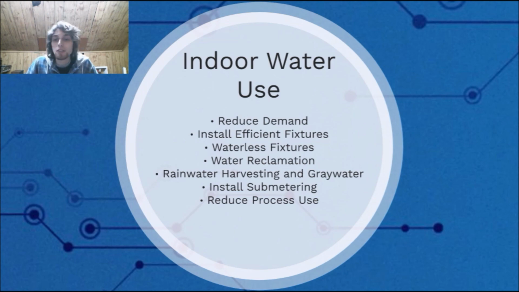Now, as for the flush and flow rates, the EPACT of 1992 set 1.6 gallons per flush for toilets and flush outlets. Well, not all flush outlets, just toilets, and 1.0 gallons per flush for urinals. So those are important numbers to know just in case they come up.